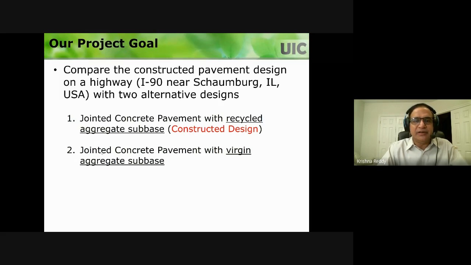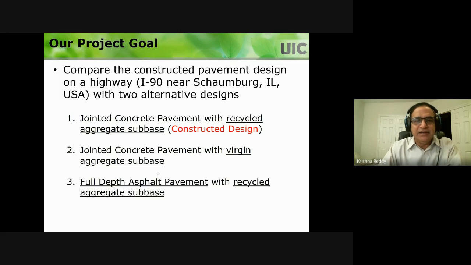So we wanted to look at another case. Okay, if we used virgin aggregate instead of recycled aggregate, how much is the sustainable benefit? What are the benefits in terms of sustainability? And the other thing that we looked at is, okay, instead of concrete pavement, if I use asphalt pavement and I use this recycled aggregate, what difference does it make from the sustainability point of view. So I hope you understand what my project is all about.